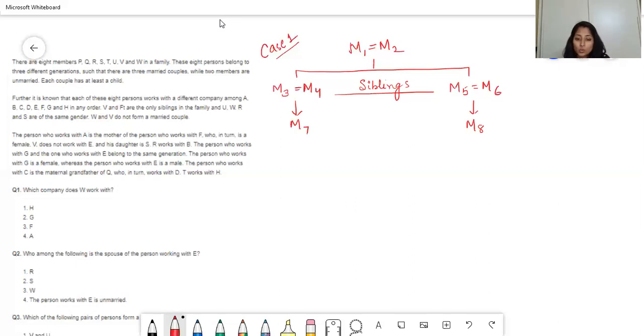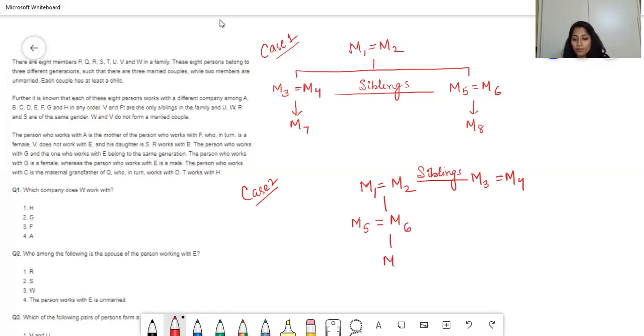The case 2. M1 married to M2 and M3 married to M4. M2 and M3 are siblings in this case. M2 has a child such that M5 is married to M6 and they have a child M7. M3 and M4 have a child M8. These are the 2 possible options. Let's read further and first use the case 1 to see if it works for us.